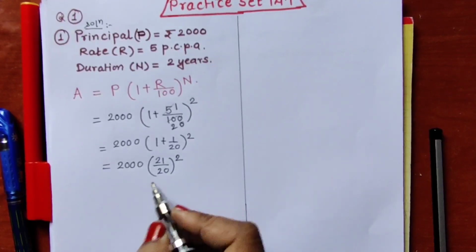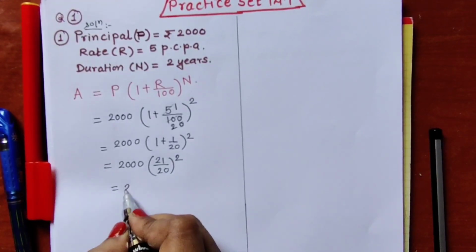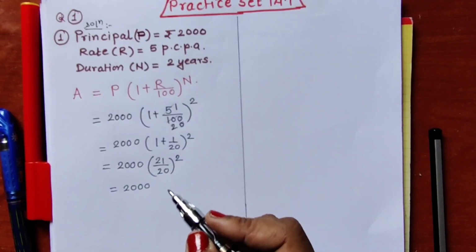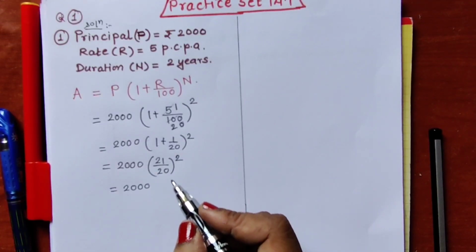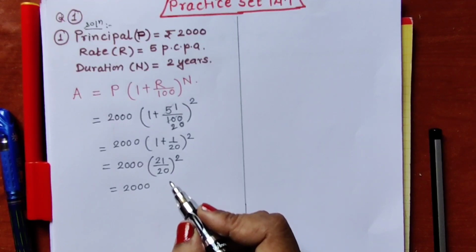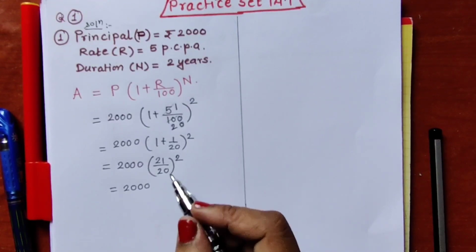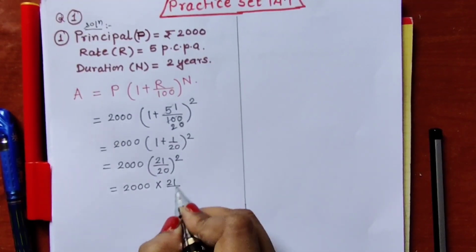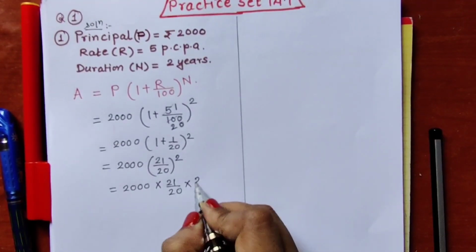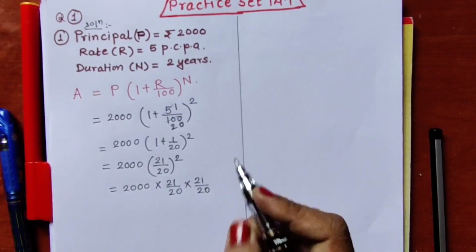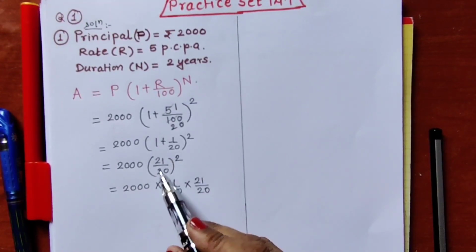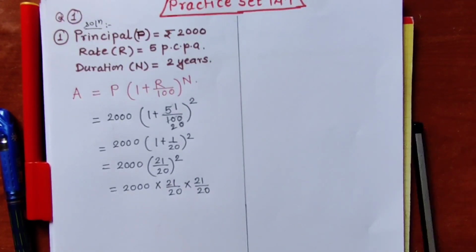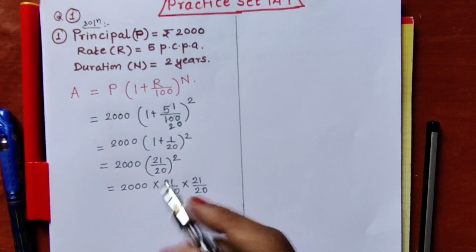Now see children, as it is square, 21 upon 20 is inside the square. So square is there means what? The number can be written in product form, multiplied by itself 2 times. So 21 upon 20, 21 upon 20. Instead of writing the square of this number, we will write this number in product form, multiplied by itself 2 times. Now let us first cancel these zeros.